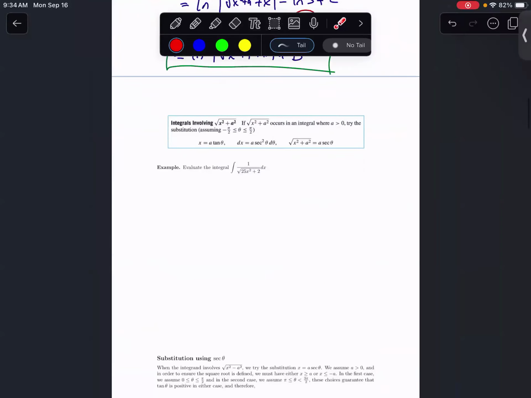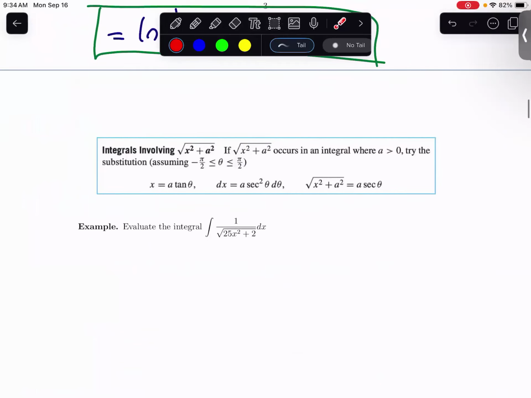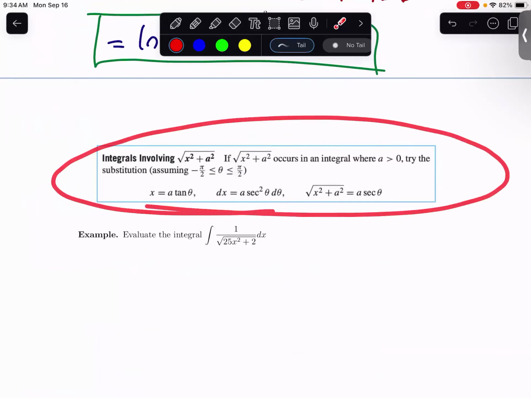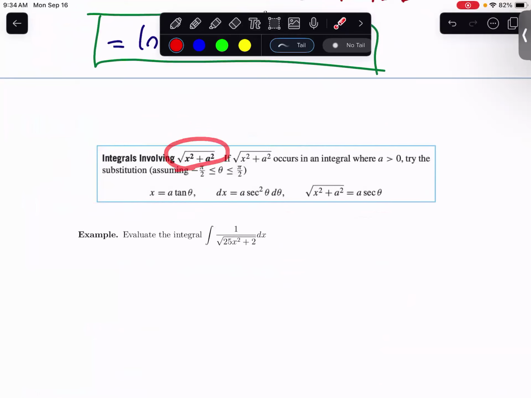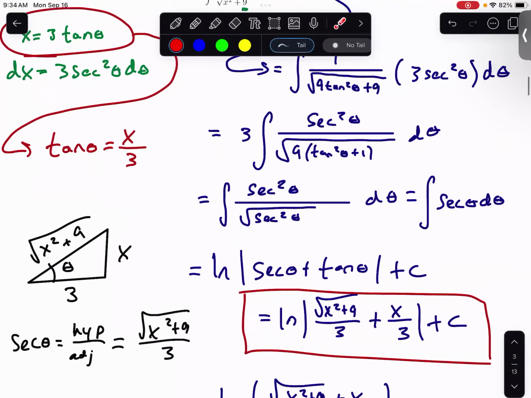So let's keep going. Maybe go through 1 or 2 more examples for today. Again, this is just summarizing what we just did. If you have the integral and it involves an x squared plus a squared under a square root, you let x be a tangent theta. Then dx is always going to be a times secant squared theta d theta. And the square root of x squared plus a squared always just reduces to a secant theta. All right, that's what we saw here.